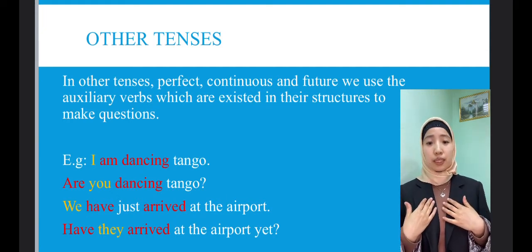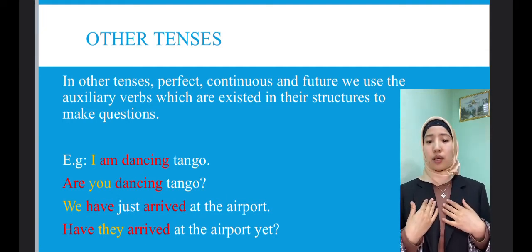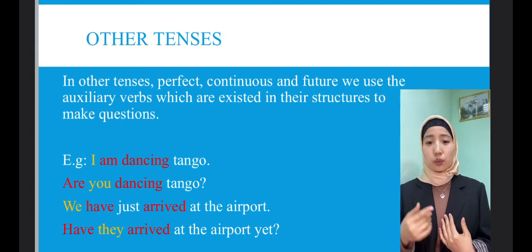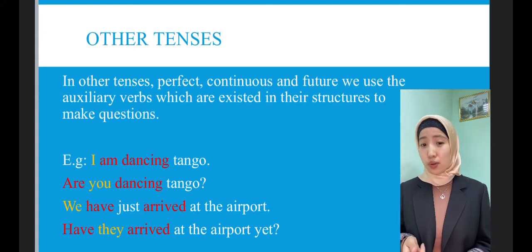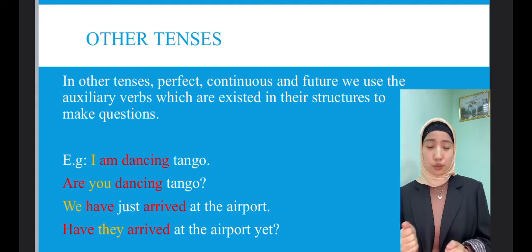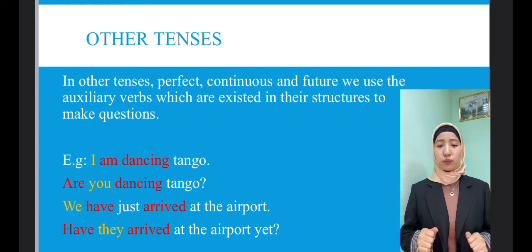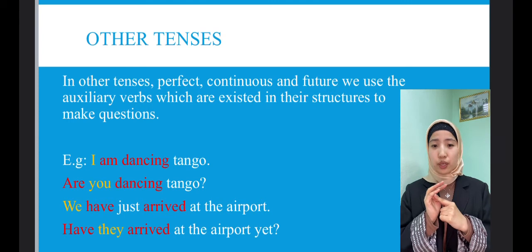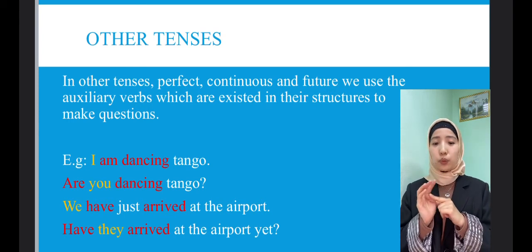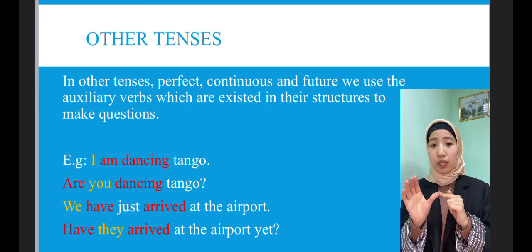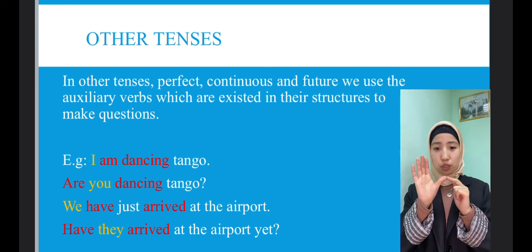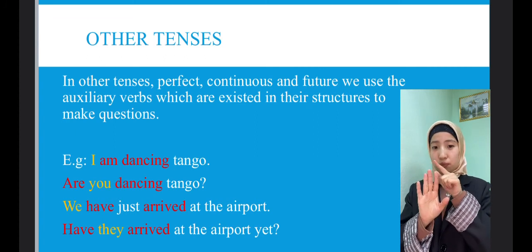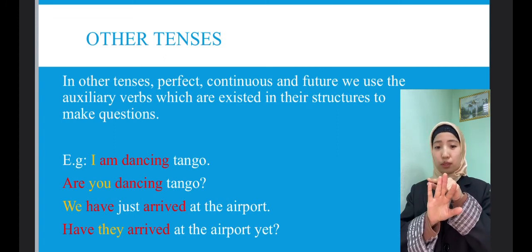For example, a present continuous sentence: I'm cleaning my house. When my friend asks me, it will be like this: Are you cleaning your house? Are you cleaning your house? So, if you have question words, then we put them as usual at the beginning of the sentence. Question word, then auxiliary verb, then subject, main verb, other components.